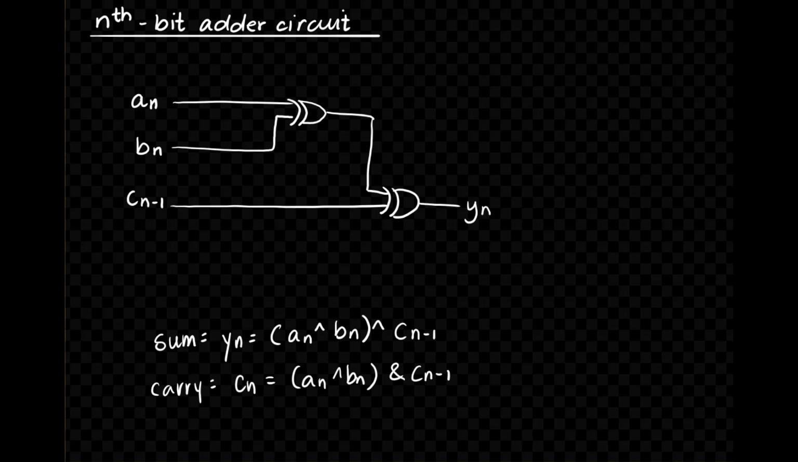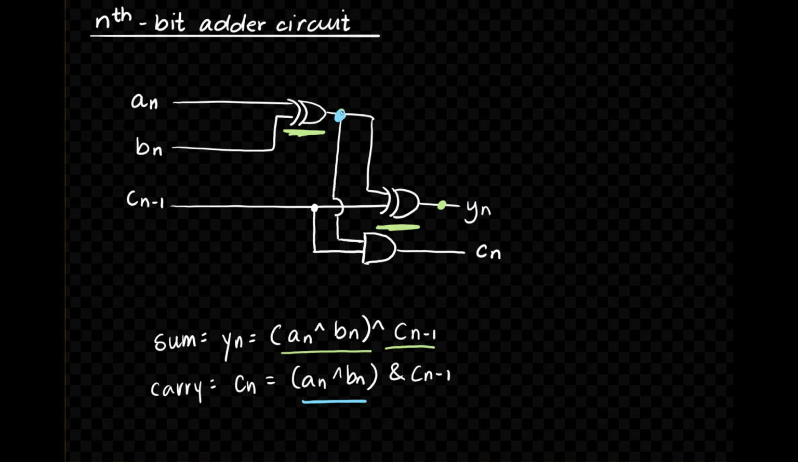So drawing that out, an XOR bn, that's this part here. And then we have XOR cn minus 1, that's this part here, and that gives us our yn. Next we have cn is an XOR bn, which is the result here, and we bring it down, and cn minus 1 here. And that's how we get cn. And we would carry this to the next sum.